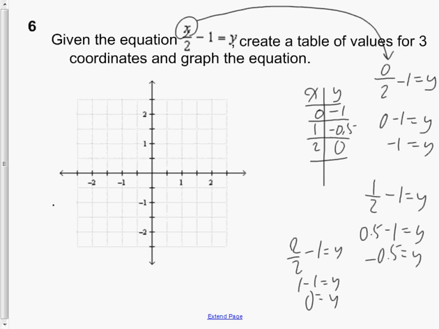0, negative 1. 0, negative 1 is there. 1, 0.5. Oh, that's not right, sorry. I got that wrong. 0, negative 1 is right here. And then 1, negative 0.5 is there. And 2, oh, I got that wrong too. And then 2 and 0 is right there. So your line is that right there.